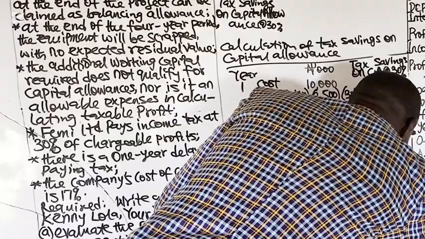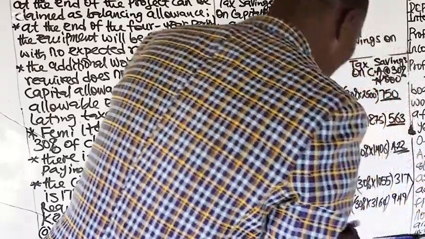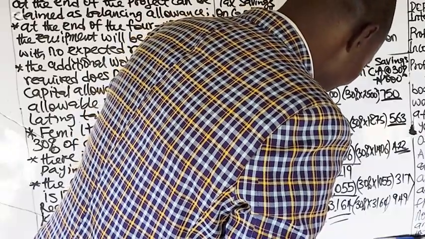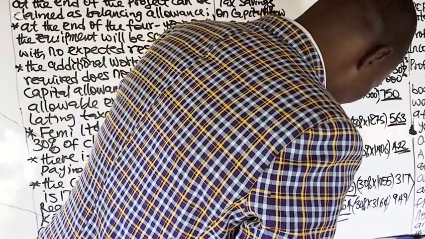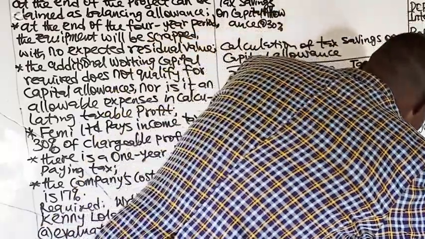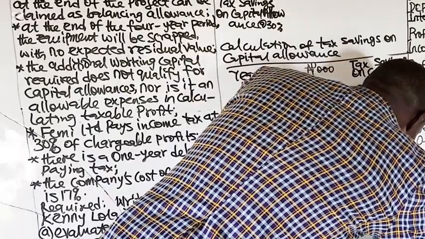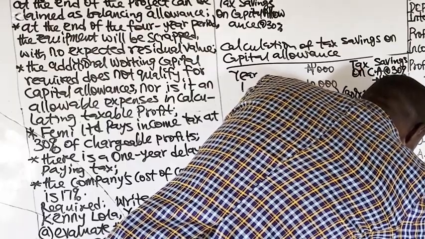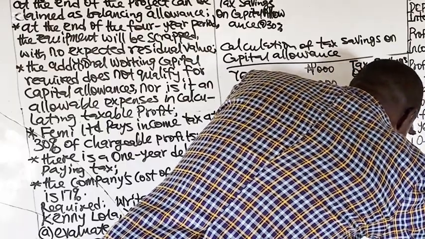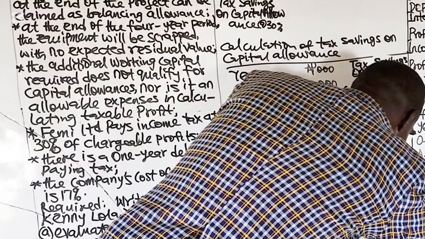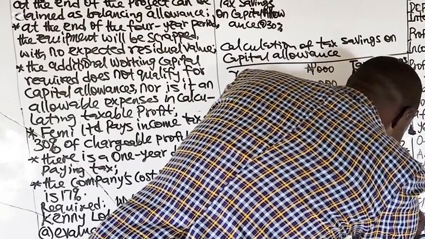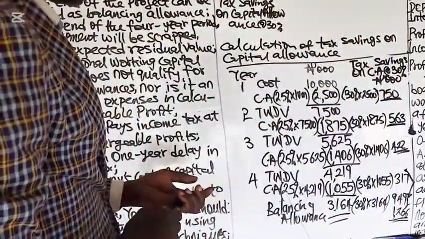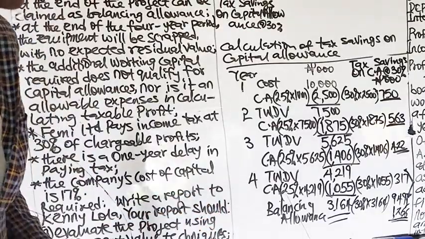949. Since this is the end of the project life, if you sum up 949 plus 317, then you have 1266. That means the capital allowance tax savings will be 1266. This 1266 is the sum of these two. When you add 317 and 949 to give you 1266. So that is the tax saving in year 4.